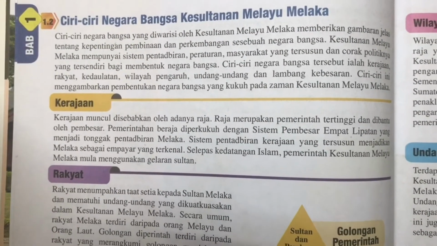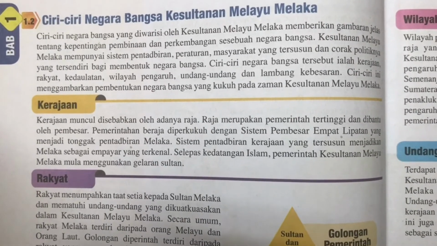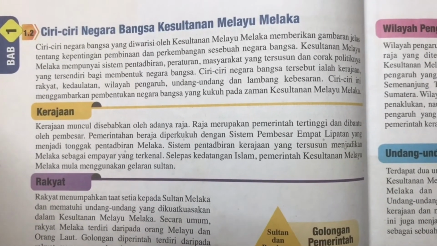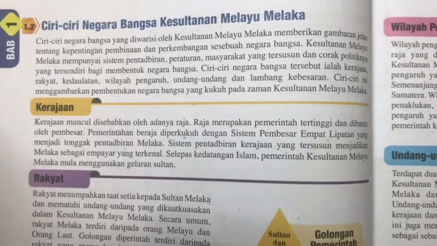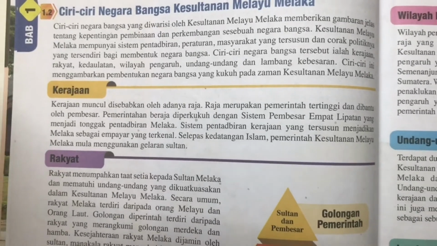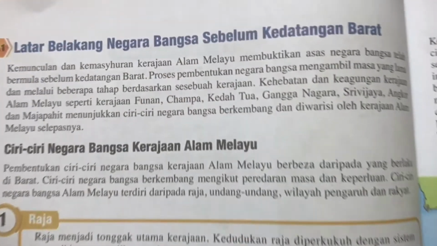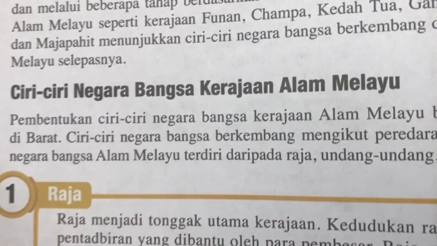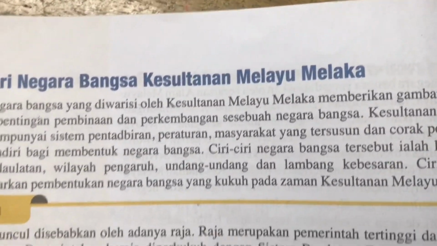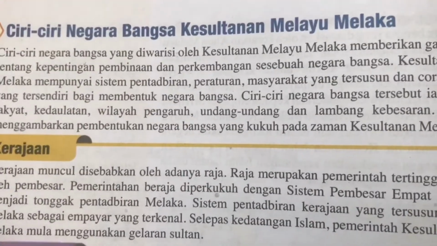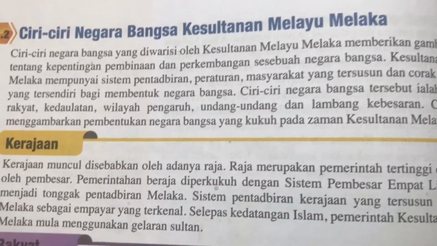Now let's recap. Now this is where students get confused. Bila dia tanya soalan, pastikan kamu tahu dia tanya tentang ciri negara bangsa Alam Melayu ataupun Kerajaan Melayu Melaka. Take note. You need to know whether it is ciri negara bangsa Kerajaan Alam Melayu or ciri negara bangsa Kesultanan Melayu Melaka. You need to know this. Faham tak? So, when we talk about ciri negara bangsa Kesultanan Melayu Melaka, you just need to know.